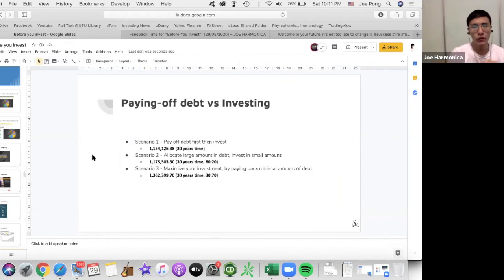Scenario 1, pay off your debt first, then invest your money. So $1,000 to debt, and after clearing everything, $1,000 to investment. In 30 years time, you have 1.15 million, assuming average return of 10%. Scenario 2, you allocate a large amount to debt, putting most of your money to clear your debt and a very small portion to build up your investment. After you have built your investment, you allocate the 800 back to your investment again. In the long run, 1.175, so you earn 20K more if you do so.